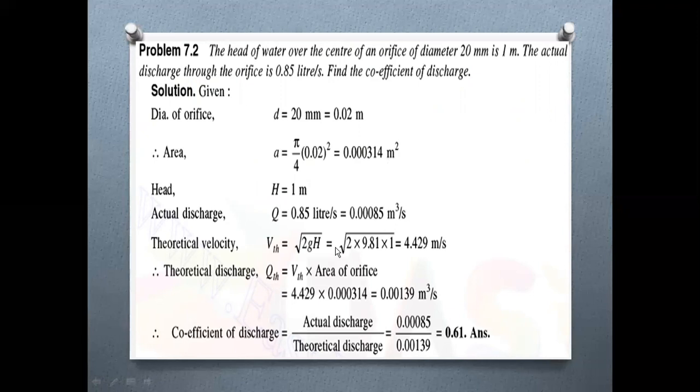Theoretical velocity, we know the formula, is equal to under root of 2gh. Hence theoretical velocity is equal to 4.429 meter per second. Now theoretical discharge, that is QTH, is equal to VTH into area of orifice. That is, theoretical discharge is equal to theoretical velocity into area of the orifice. Hence we get the theoretical discharge equal to 0.00139 meter cube per second. Now coefficient of discharge is equal to actual discharge upon theoretical discharge. We have both the values. Hence CD is equal to 0.00085 upon 0.00139, which is equal to 0.61.